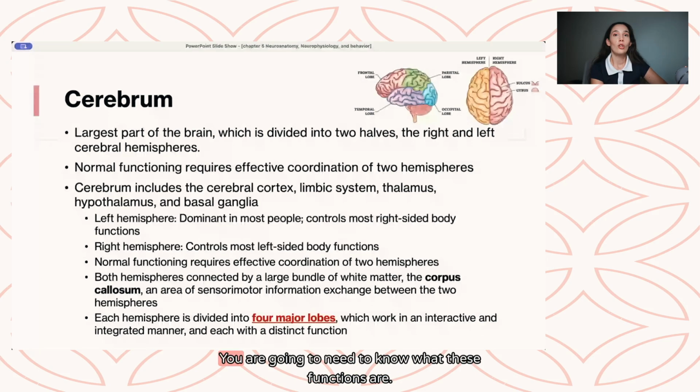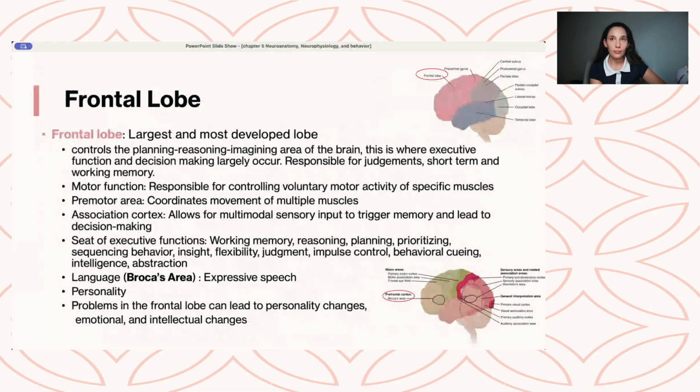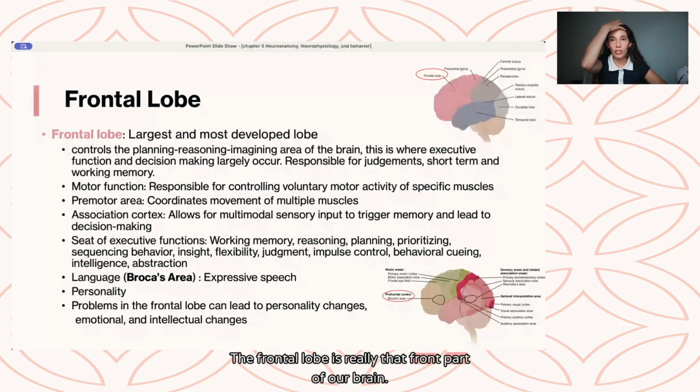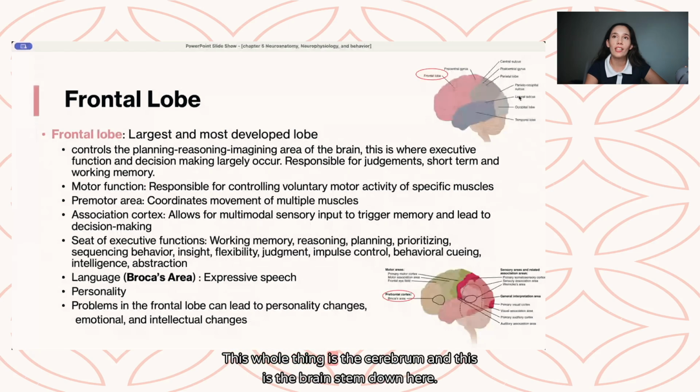So first we have the frontal lobe. The frontal lobe is really that front part of our brain. So we can see it here. This is the front part of our brain. This is the back part. This whole thing is the cerebrum. And this is the brain stem down here. You can see it better here. All right, so the frontal lobe, we are here.